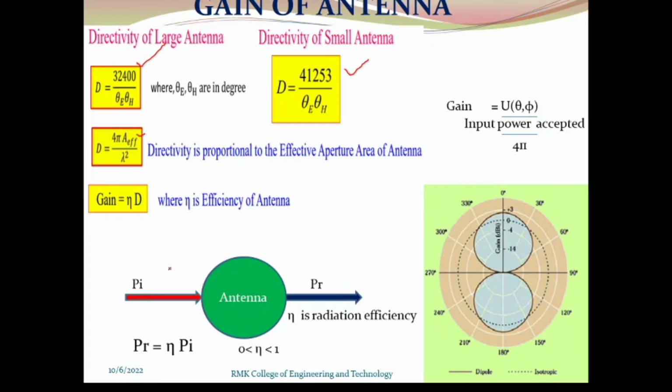right? So eta we know already: what is the power input and what is the radiated power. So if we take the ratio of radiated power to input power, we will get the efficiency of the antenna transmission. So the gain formula is the radiation intensity by the input power accepted by 4 pi. So 4 pi is nothing but the solid angle of a spherical system.